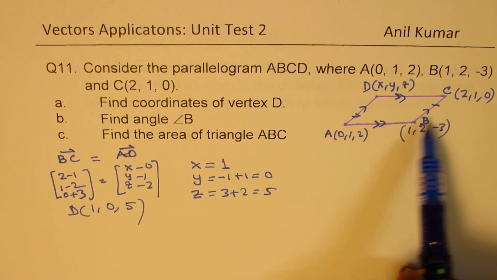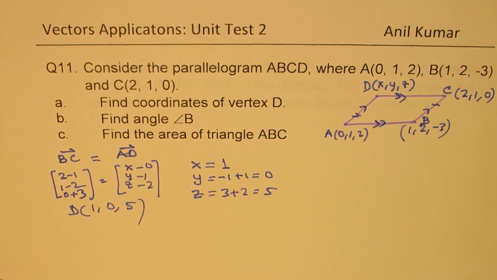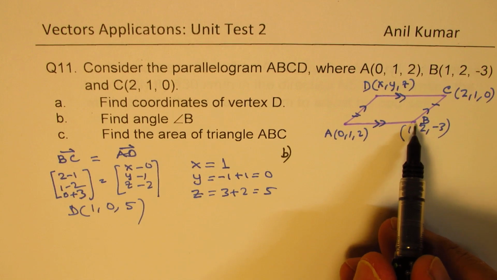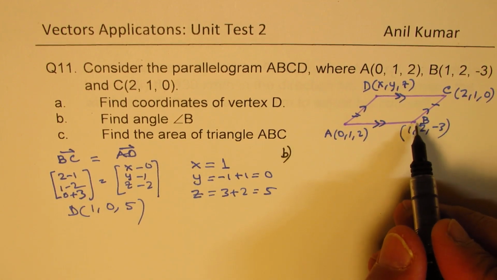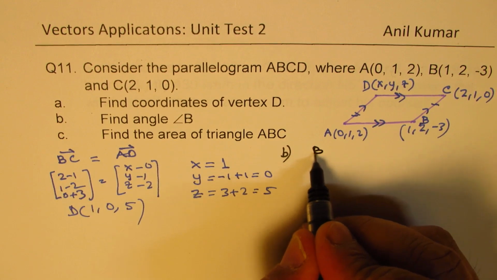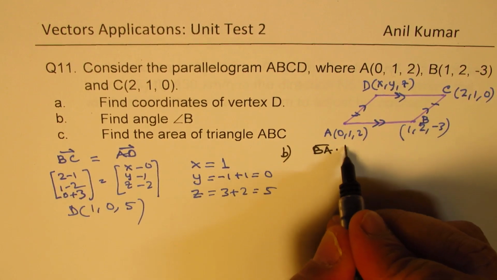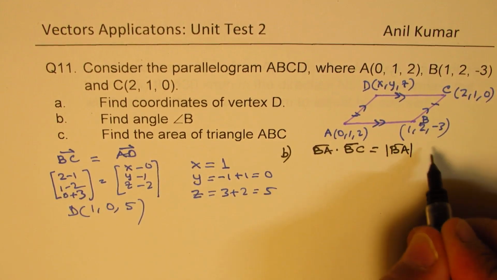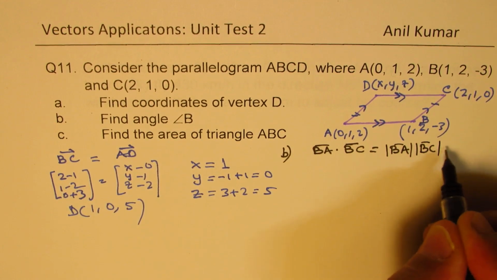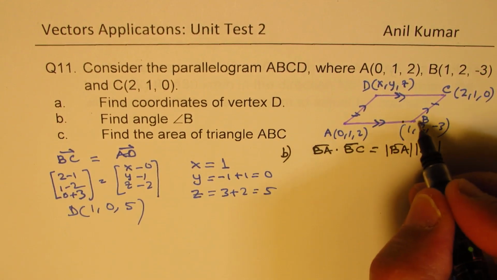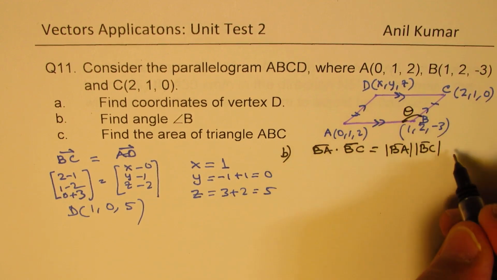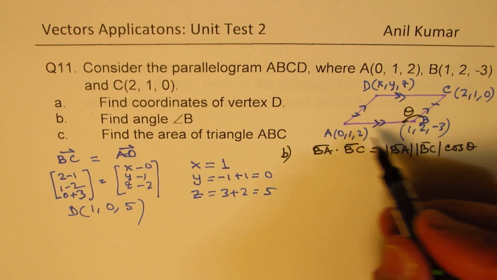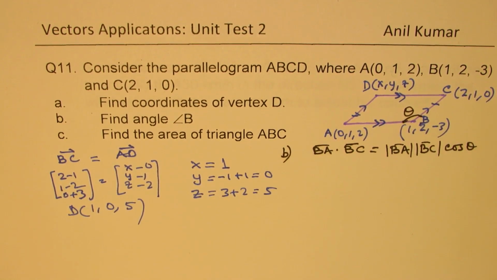To find angle B, we can use the dot product. So let's do part B now. We need to find angle B, so we'll do BA dot BC. That should be equal to the magnitude of BA times the magnitude of BC times cos theta. We need to find this angle, the inside angle, I am assuming.